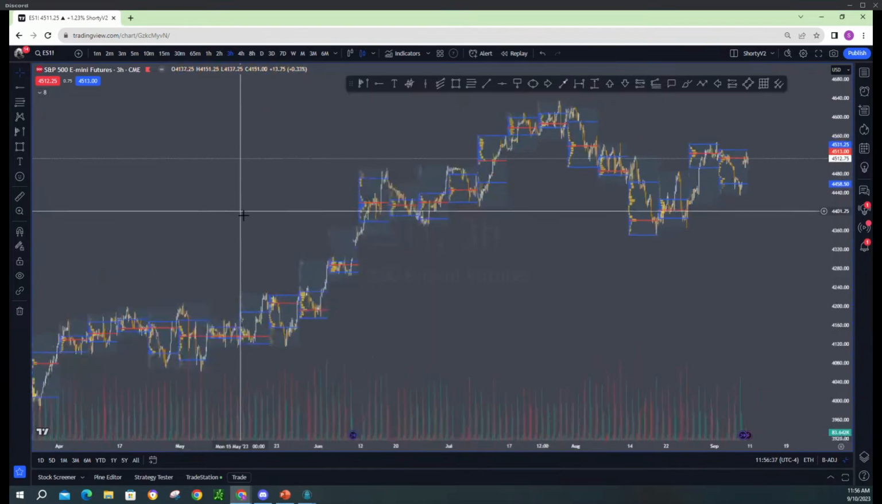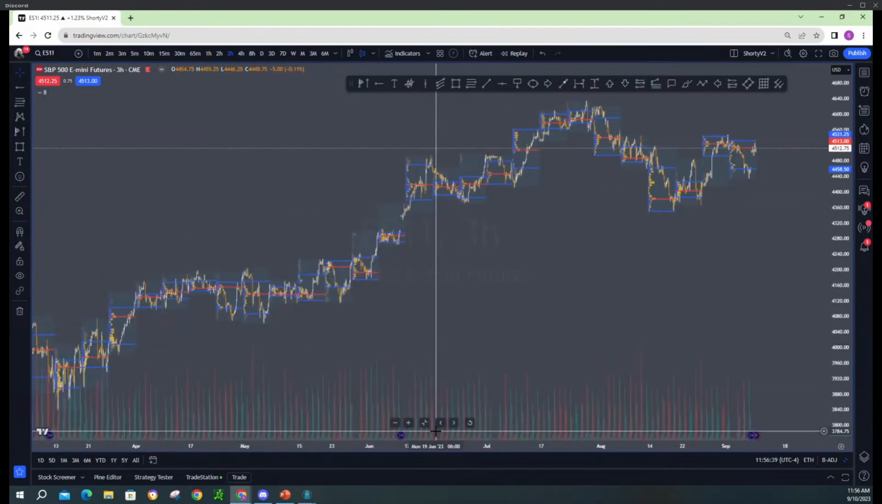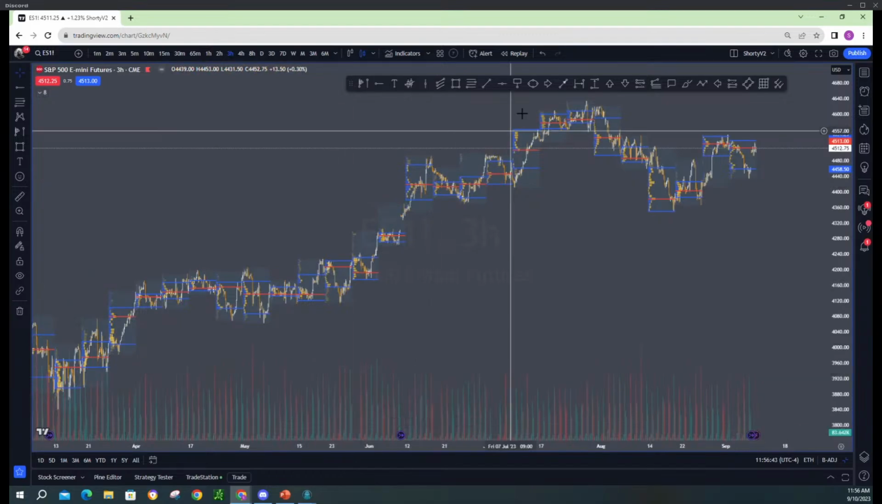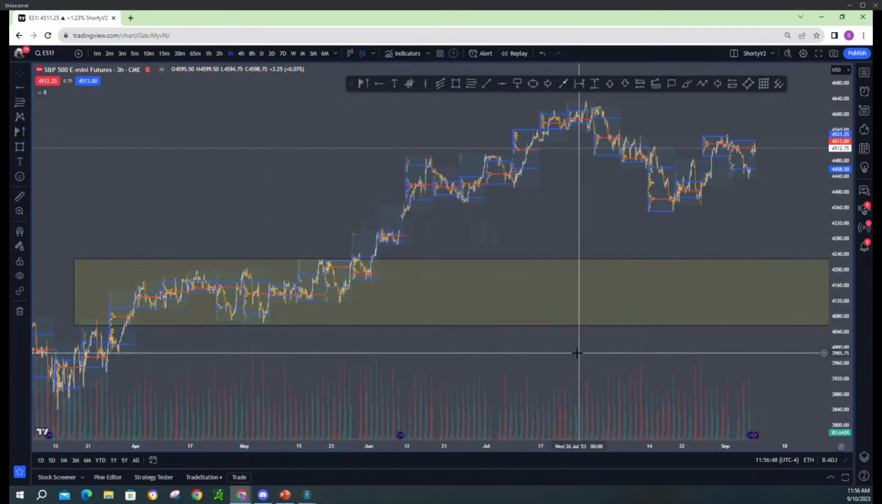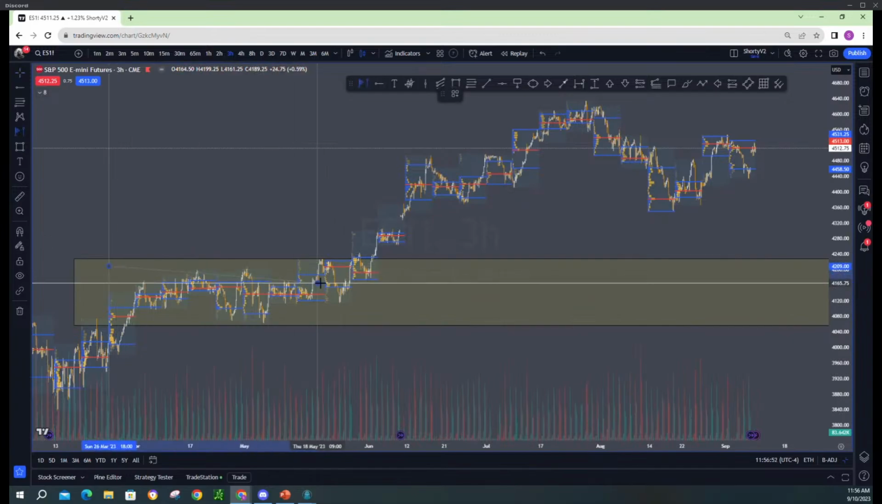Just zoom out and tell me, where do you see a lot of red lines? Right there where all the consolidation was. Right in the middle. Yep, right there. Okay. Have you been here back? No, sir. Let's take a look at it.